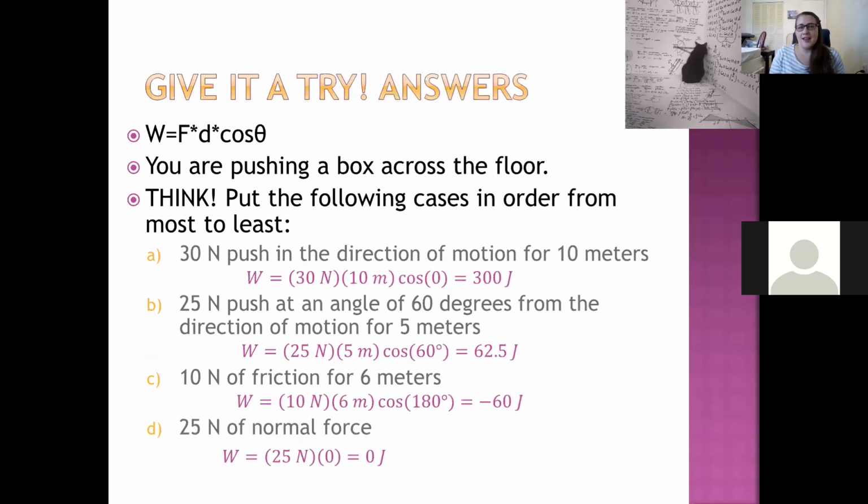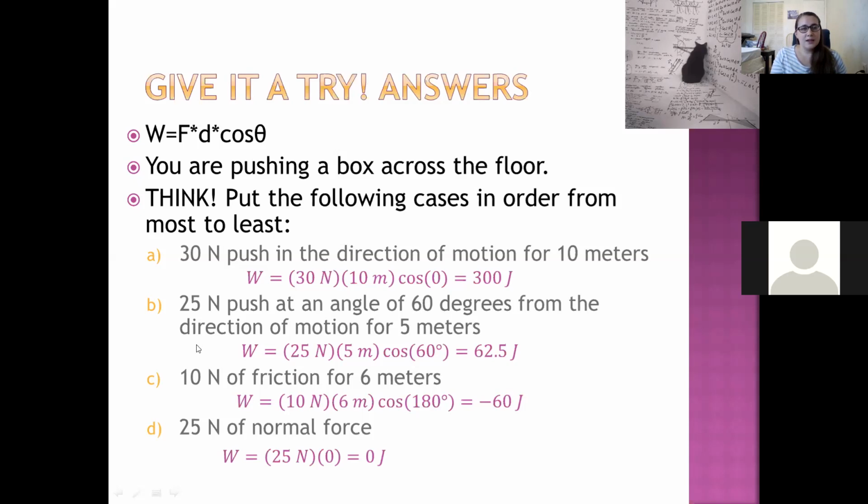So in case A, when we are pushing with 30 newtons in the direction of motion, that means all of the force that we are applying is going to help this object move in that direction that it's going. So the cosine of our angle is 0, right? Because there's no difference between the direction of motion and the direction that we're pushing. So all of that 30 newton force is going to help it make this displacement of 10 meters. So 30 times 10 times the cosine of 0, cosine of 0 is 1, gives us work of 300 joules.